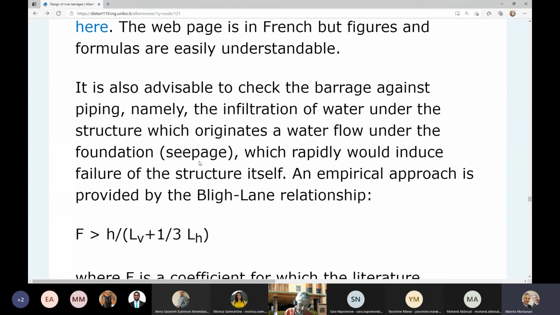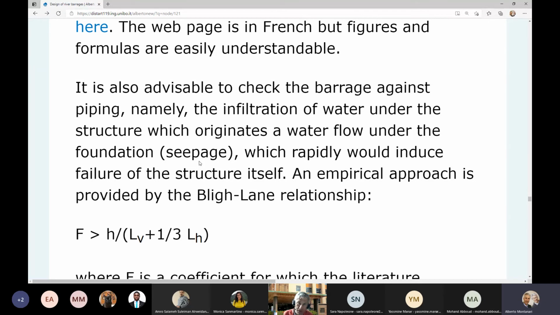Piping. This structure may be subject to piping. What is piping? I think you already know what it is. Piping means that when you accumulate water upstream of a structure, this water gives a pressure on the riverbed upstream, of course. You have an accumulation of water, it means pressure over the riverbed. Pressure means energy, means infiltration. Infiltration in the riverbed, because why does water infiltrate? Because it is looking to get downstream in the easiest way.